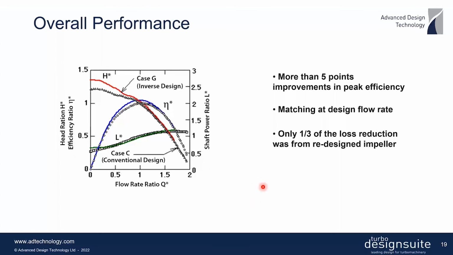But when they actually split where the improvements were coming from, they found out that only 1/3 of the improvement was coming from impeller design. 2/3 were actually coming from the elimination of the corner separation in the diffuser. And so you can see that the diffuser can in fact play quite a major role in the performance improvements you can get from your stage.